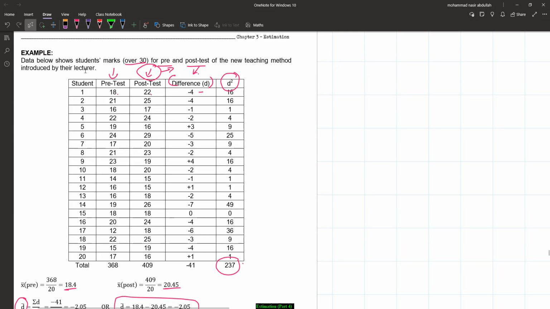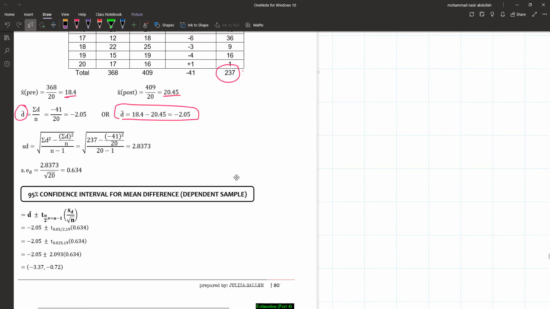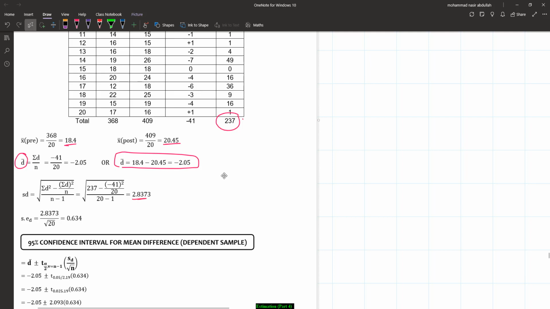Standard deviation of the difference means this is the value of the difference, right? So the standard deviation of the difference, the formula is still the same as before. Summation of d squared minus summation of d, then squared, divided by n, then everything divided by n minus 1. The same thing. So for this example, you get 2.83, right?